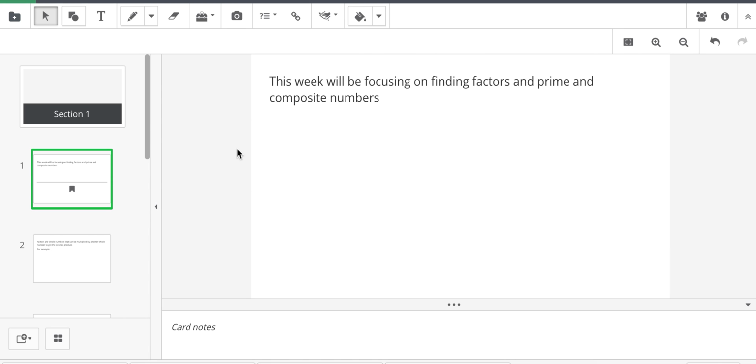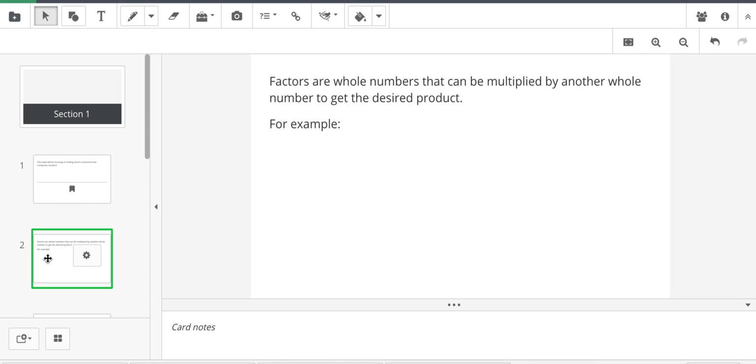So this week we will be focusing on finding factors and prime and composite numbers and what they are. So I'm going to jump right into factors.